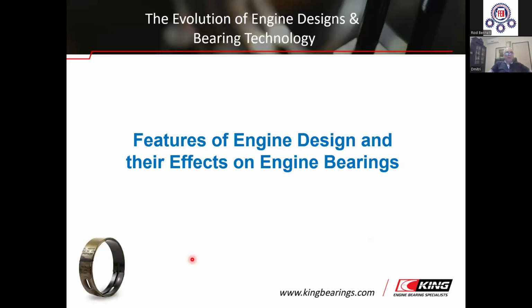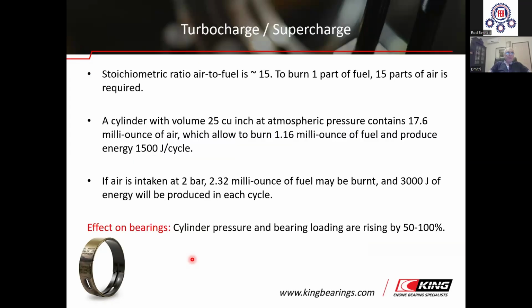Now the last section is features of engine design and their effect on engine bearings. The first feature is turbocharging or supercharging. In a combustion process, the ratio between the amount of air to fuel is approximately 15. This number is called the stoichiometric ratio.